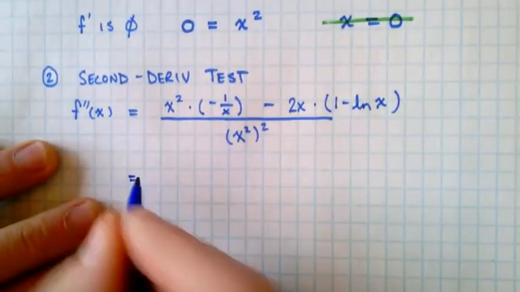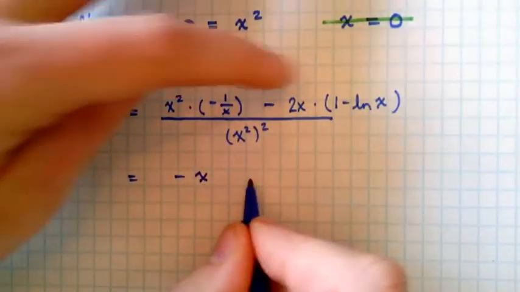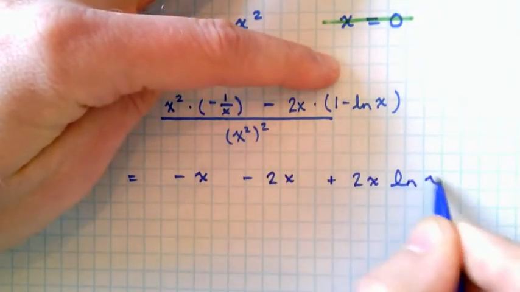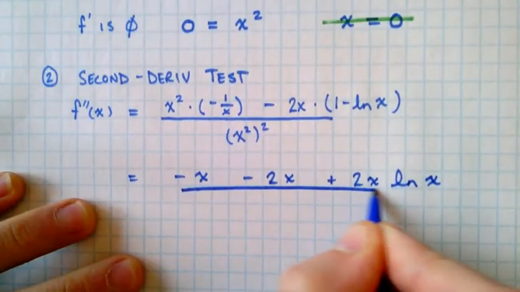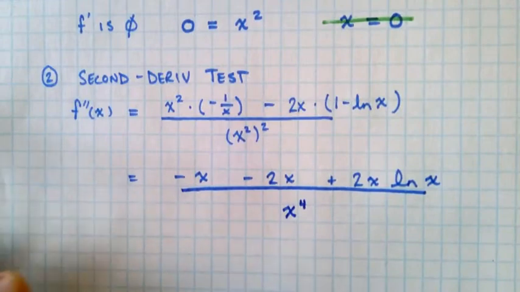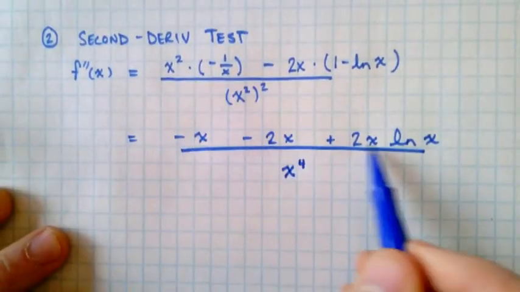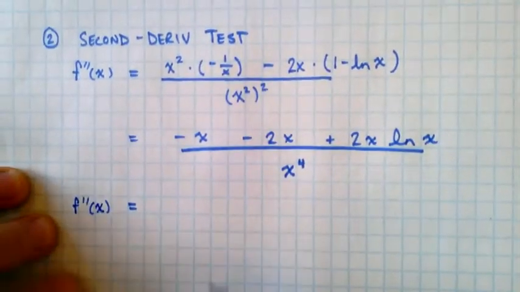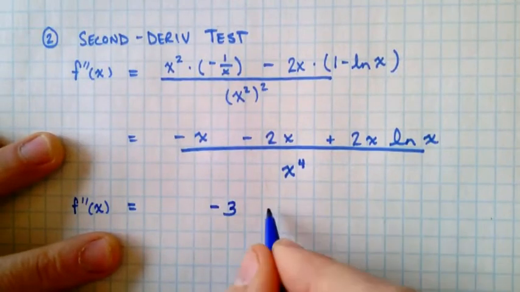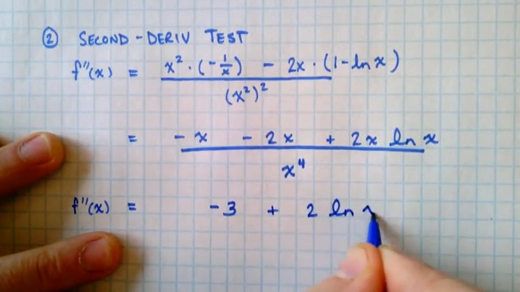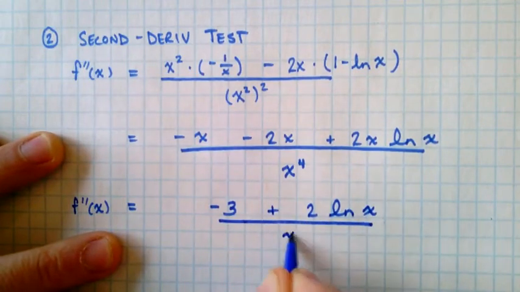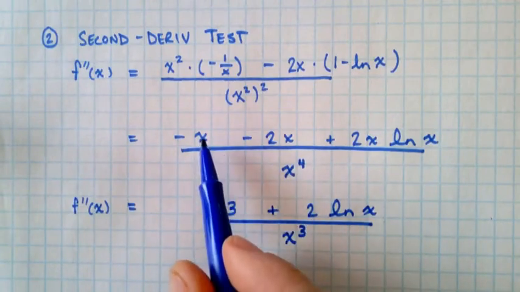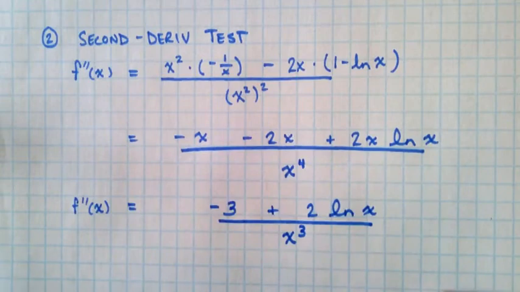We take that and simplify it. So this becomes negative x minus 2x plus 2x natural log of x, all divided by x to the 4th. You will notice that all of the terms in the numerator have an x, so I'm going to simplify them such that our second derivative will be negative 3 plus 2 natural log of x all over x cubed. Basically, I took one of the factors of x here, and I canceled it with this one, and this one. So there's our second derivative.